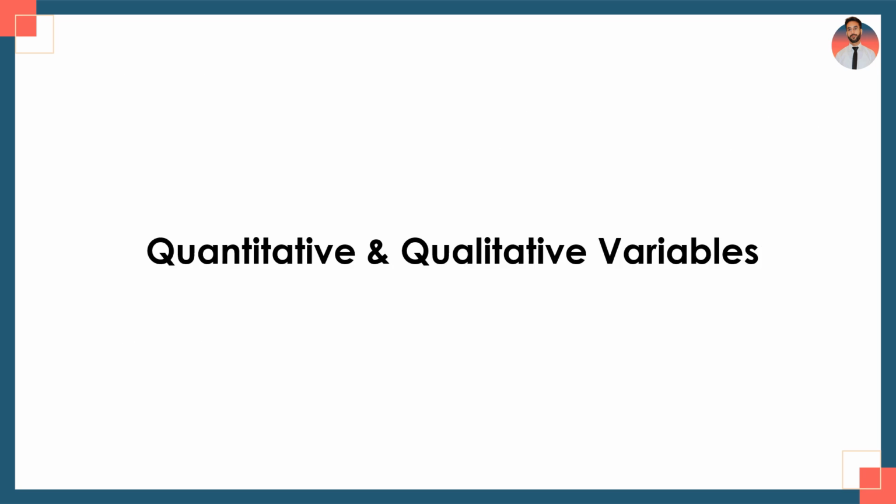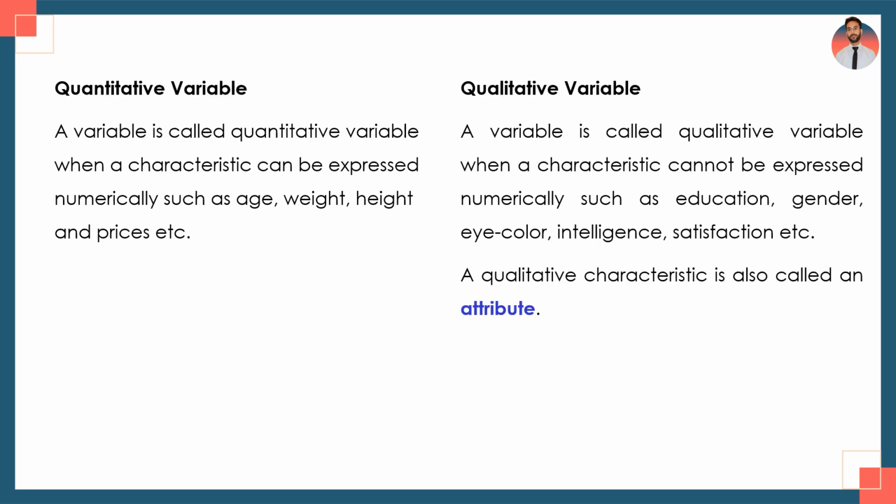In the types of variables, I will discuss the third point, quantitative and qualitative variables. First of all, I will explain the definition of the quantitative variable. A variable is called quantitative variable when a characteristic can be expressed numerically, such as age, weight, height, and prices. These are the examples of the quantitative variable.